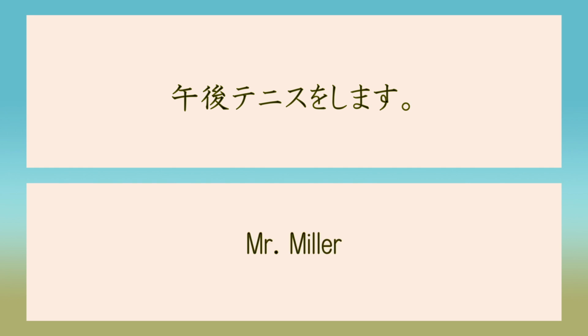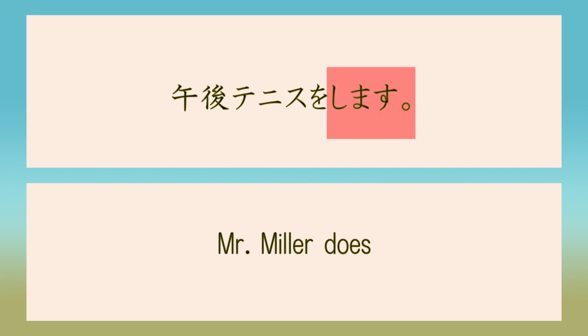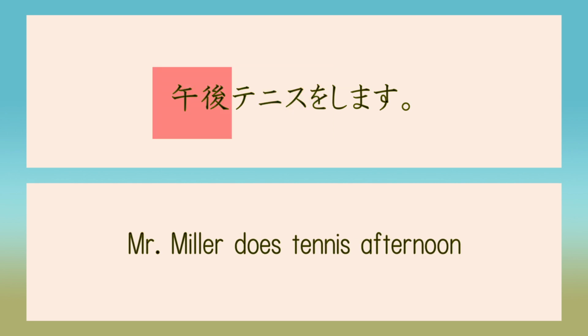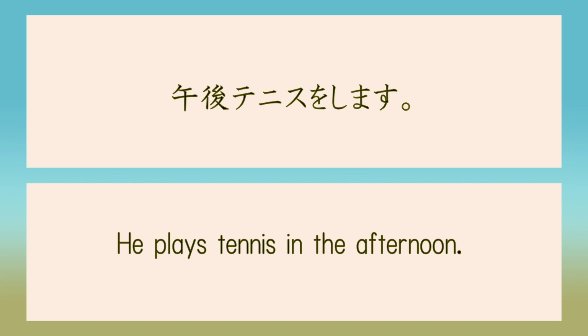And then we have 午後テニスをします. No topic, so let's use Mr. Miller again. します is to do. So Mr. Miller do or does. Mr. Miller does. Then we go backwards and we have tennis. Mr. Miller does tennis. And then we have 午後, afternoon. So Mr. Miller does tennis afternoon. Of course, we're not gonna leave it like this because it does not sound natural at all. We're gonna say he plays tennis in the afternoon.